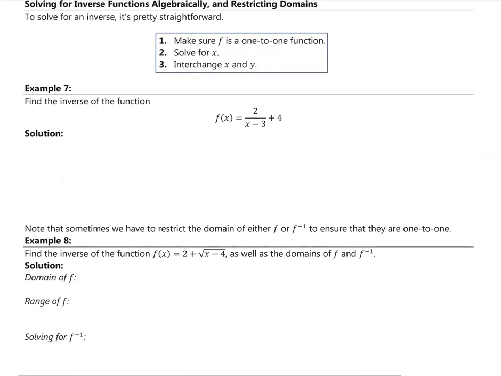Next, solving for inverse functions algebraically and restricting domains. So to solve an inverse, it's pretty straightforward. Make sure f is a one-to-one function, solve for x, interchange x and y. So given example number 7, f of x equal to 2 over x minus 3 plus 4. It's easier if we write this as y equals 2 over x minus 3 plus 4.